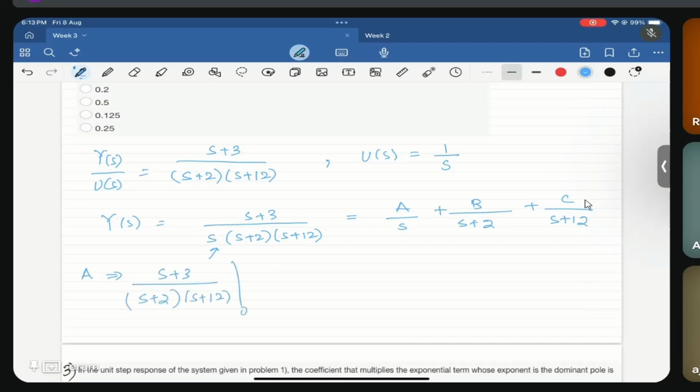At 0 it will be 3 by 24, which is 1 by 8. So A is 1 by 8. Can anyone find out the value of B? Okay, Aarti Kumari. Okay. What is B?